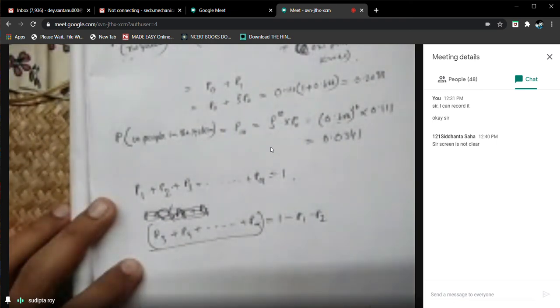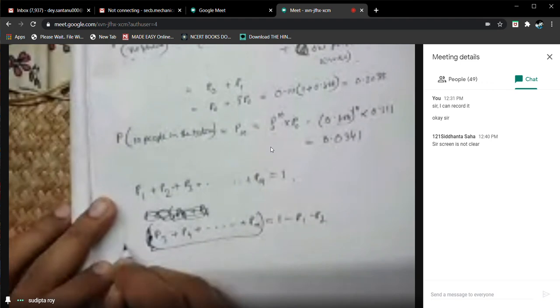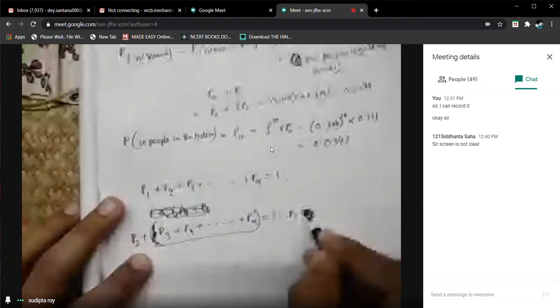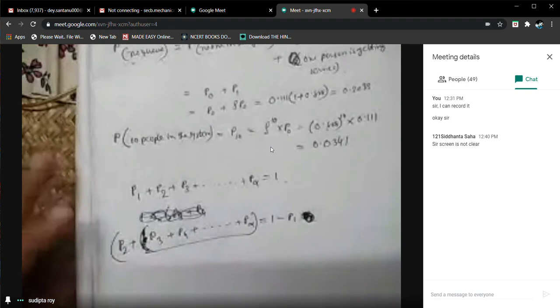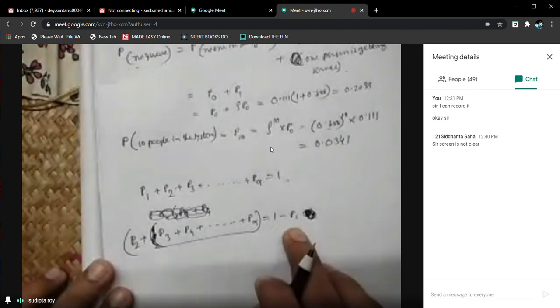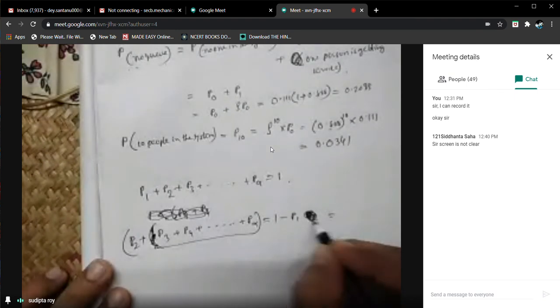This is written as the probability that there are 2 or more persons in the system. Very good. So we have to take P2 here. I have read the question wrong. So this will be 1 minus P0 minus P1. I'm very sorry, 1 minus P1.